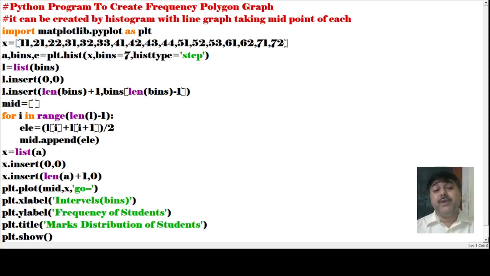Now what we have given is plt.plot(mid, x), that means we are calling the x here. Then we have called 'go--', which means we want to give that line in a dashed form. In a dashed form, you give only 2 dashes; don't give 3 or 4 dashes, it will not work. So you give only 2 dashes here, and based on that, then the namings like x label, y label, title, and plt.show().